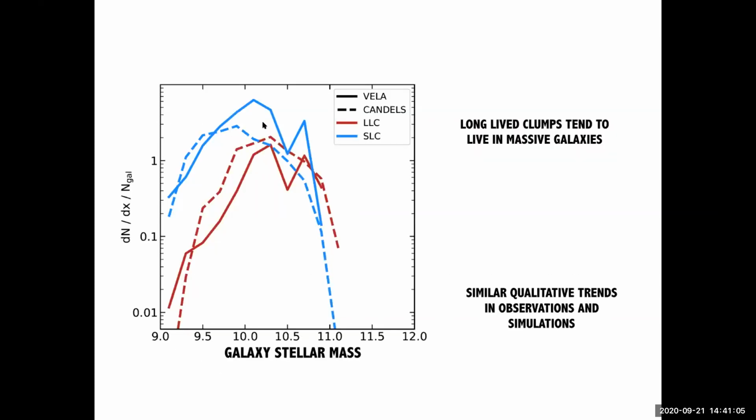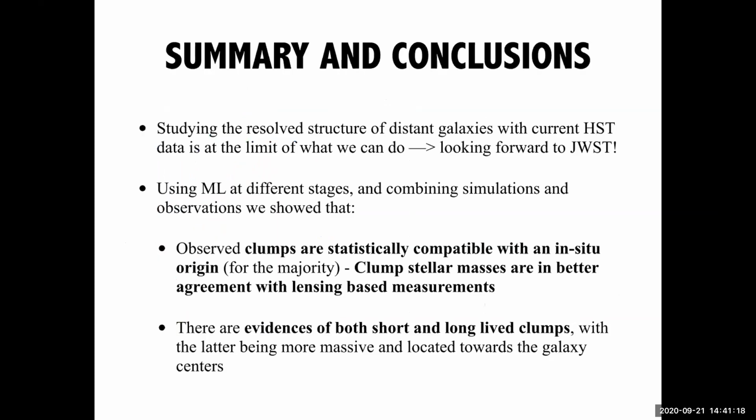This is again work in progress, but it is a way of showing that we can push the limits of what we have in the data and try to get some constraints on the ages of these blobs. So I think I will stop here. I'm sorry if I went too long. One of the main results, from just two simple papers where we try to address this problem of clumps, is that when we study the resolved structure of distant galaxies with what we have today, which is HST data, we are really pushing the limit of what we can do. And I think really JWST will be very important here.